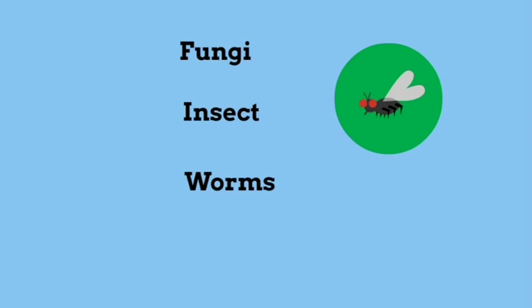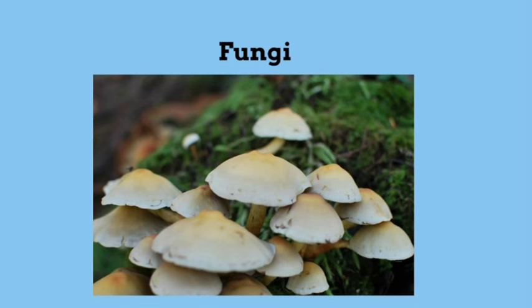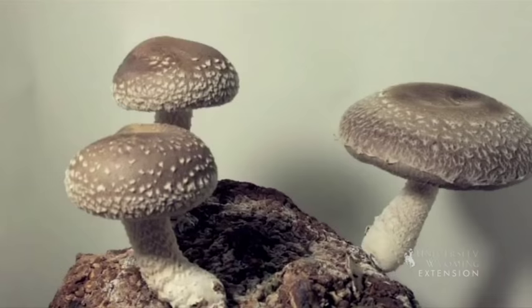There are four main types of decomposers: fungi, insects, worms, and bacteria. Fungi break down and recycle organic material by predigesting. Fungi produce enzymes that break down and digest decaying dead matter and then absorb this material. This process depends on water. Example of fungi is mushroom.